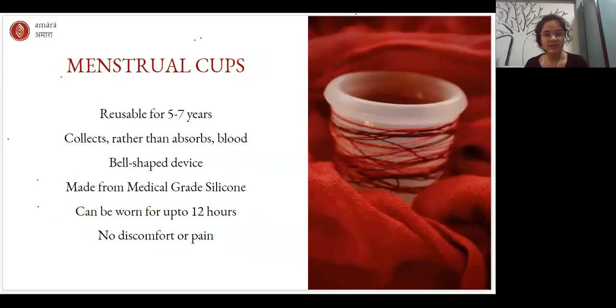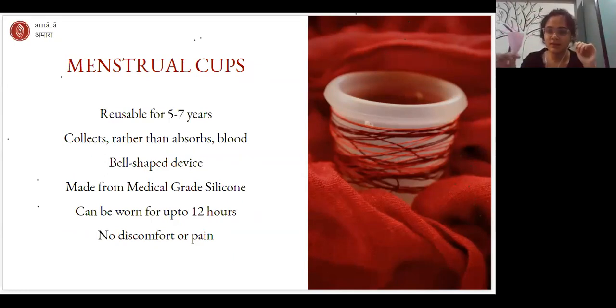I think someone in the chat box also talked about it, which is menstrual cups. You can see one on the screen, and these are some different types of menstrual cups that we have. So this is what they basically look like. I'll show you everything about the cup. So let's actually talk about the cup itself.